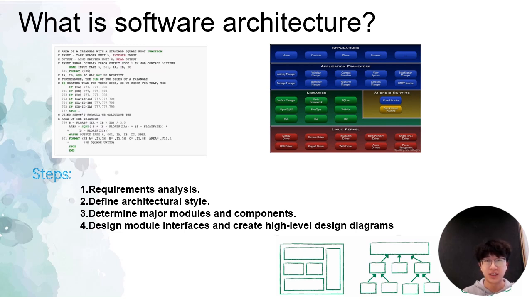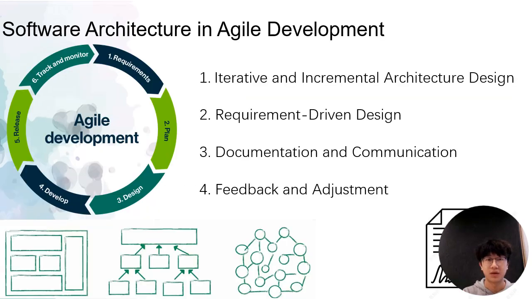And high-level design diagrams. We ought to create a high-level design diagram that illustrates the overall structure of the system and the relationship between modules, including data flow and control flow. This diagram can help our team members to quickly understand the system architecture. So after I introduce the software architecture, how does it work in agile development?